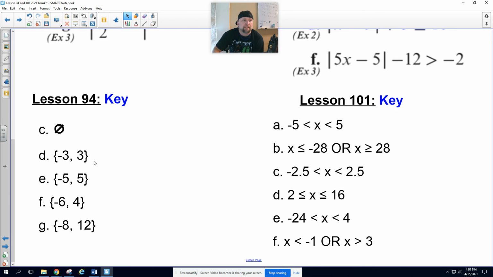Right? So here are the answers. C, there's no solution. D is from negative 3 to 3. E is negative 5 or 5. F is negative 6 or 4. G is negative 8 or 12. A, negative 5 to 5. I'm not going to read them, and so forth.